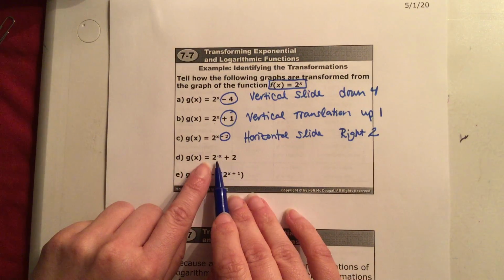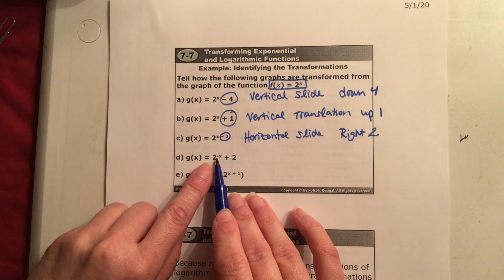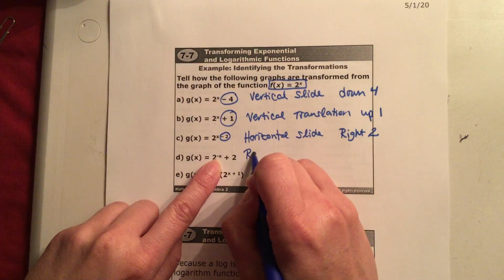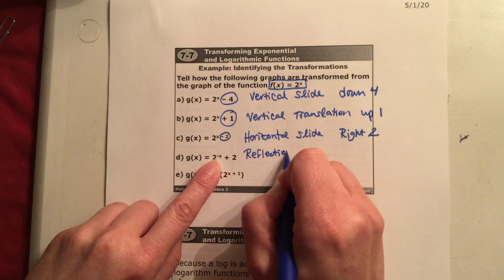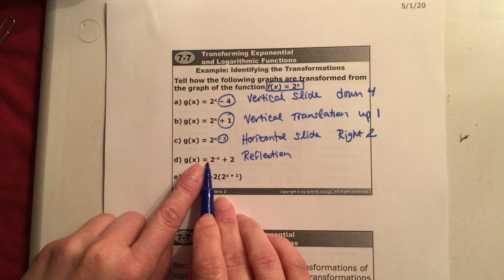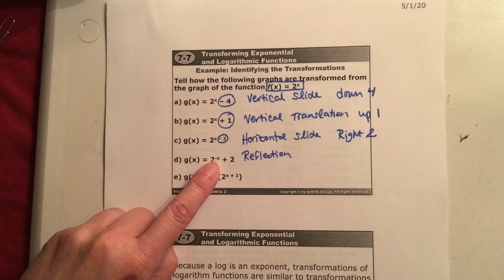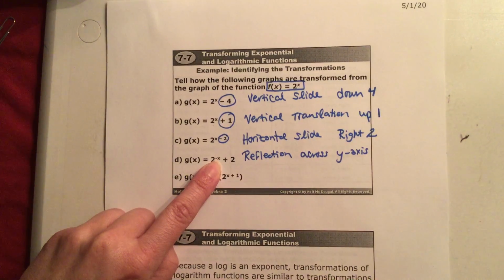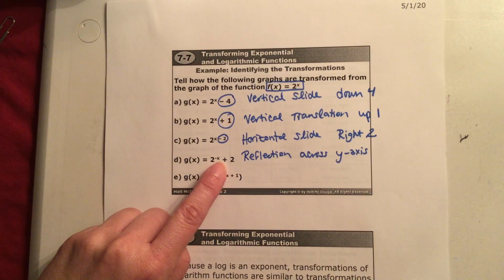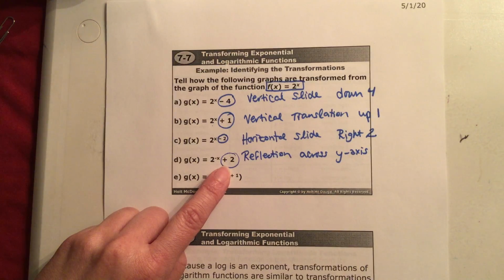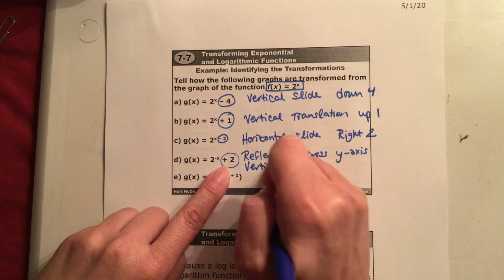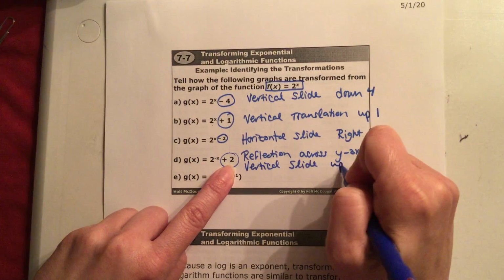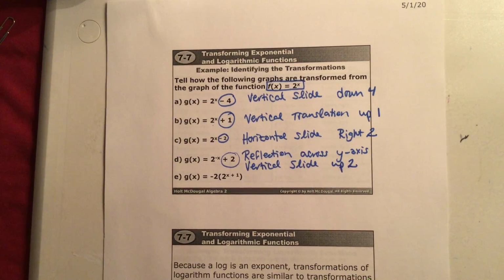Okay, now the next one has 2 changes. If I look here, there is a negative just with the x. Remember, whenever you have a negative, that is going to represent a reflection. If the negative is out front, it's across the x. If it only is with the x, like it is here, it's a reflection across the y-axis. Then, not in the exponent, I have a plus 2. So if you add or subtract at the end, that's a vertical slide or translation. I'm adding 2, so I'm moving the graph up 2.